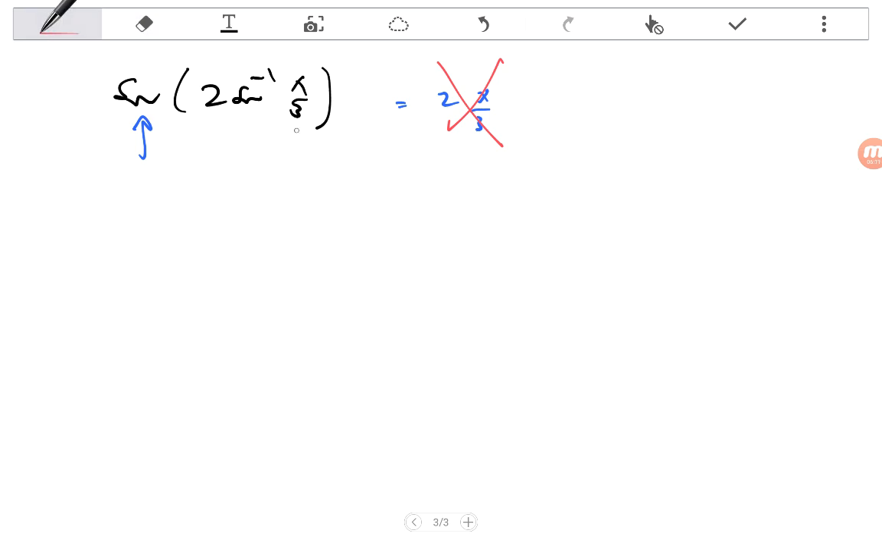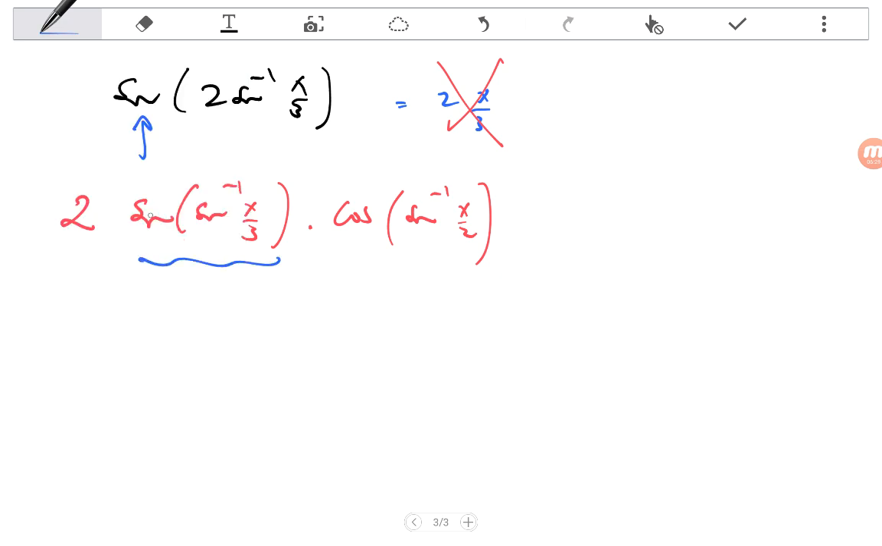I know the sine of a double angle: it is 2 sine of that angle times the cosine of that angle. Now let's treat each of them separately.